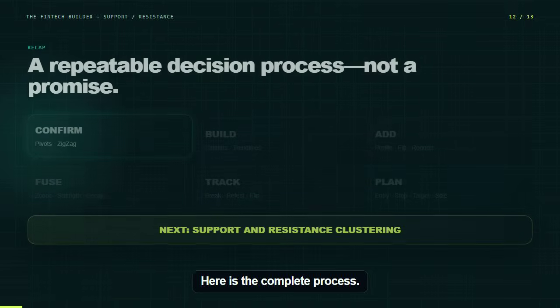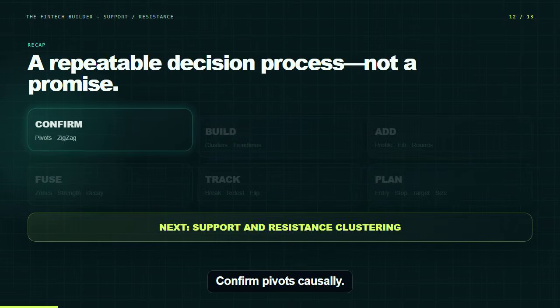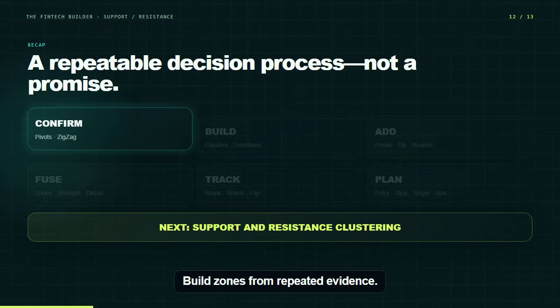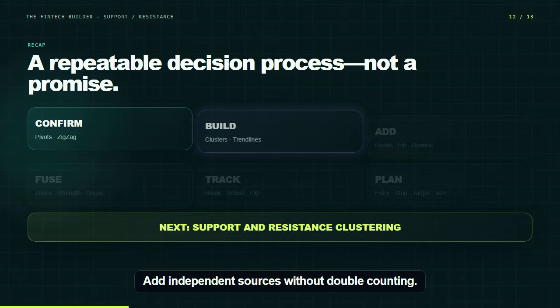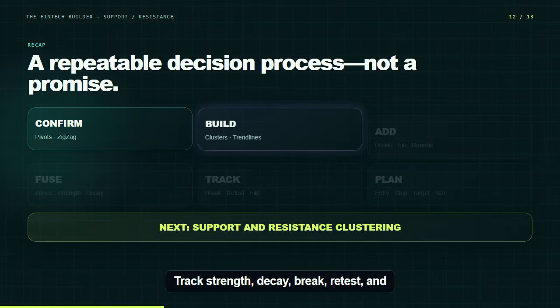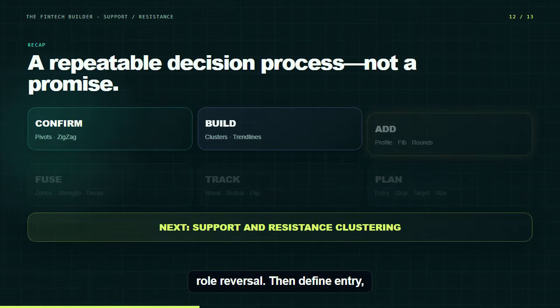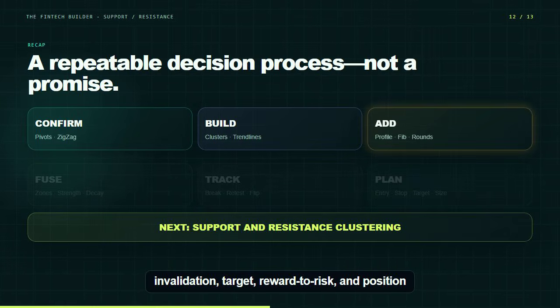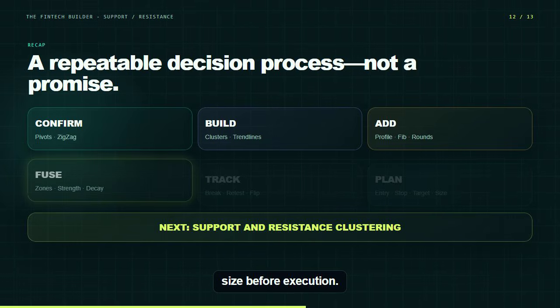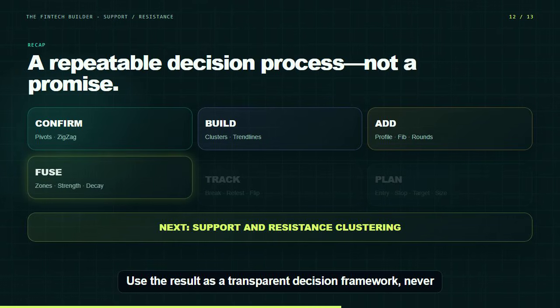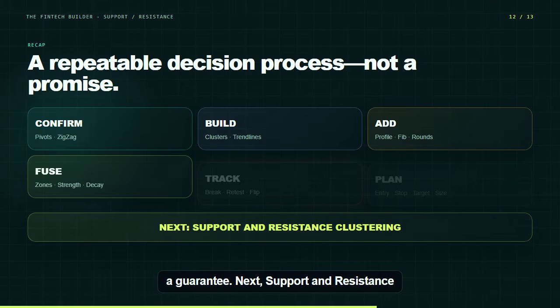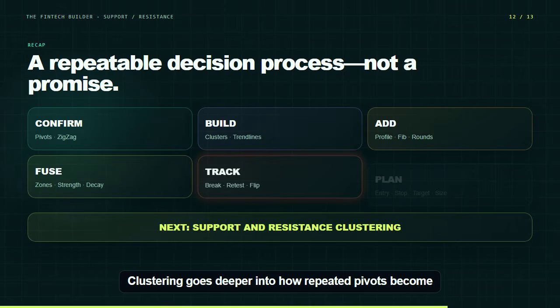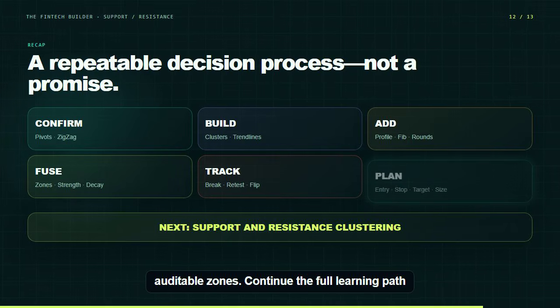Here is the complete process. Confirm pivots causally, build zones from repeated evidence, add independent sources without double counting, track strength, decay, break, retest, and role reversal. Then define entry, invalidation, target, reward to risk, and position size before execution. Use the result as a transparent decision framework, never a guarantee. Next, support and resistance clustering goes deeper into how repeated pivots become auditable zones.